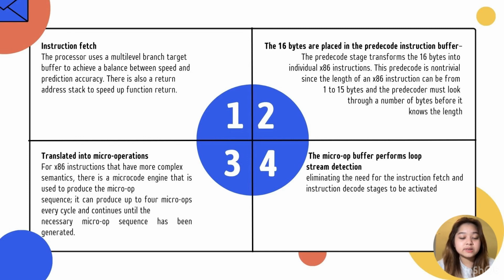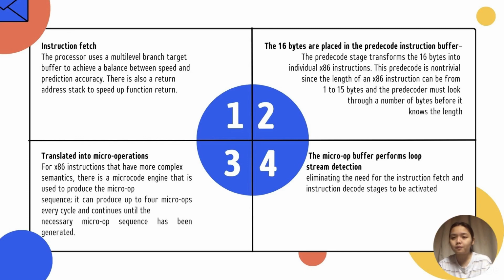The second one is that the 16 bytes are placed in the predecoder instruction buffer. The predecoder stage transforms the 16 bytes into individual instructions. This predecoder is non-trivial since the length of an instruction can be from 1 to 15 bytes, and the predecoder must look through a number of bytes before it knows the instruction length.